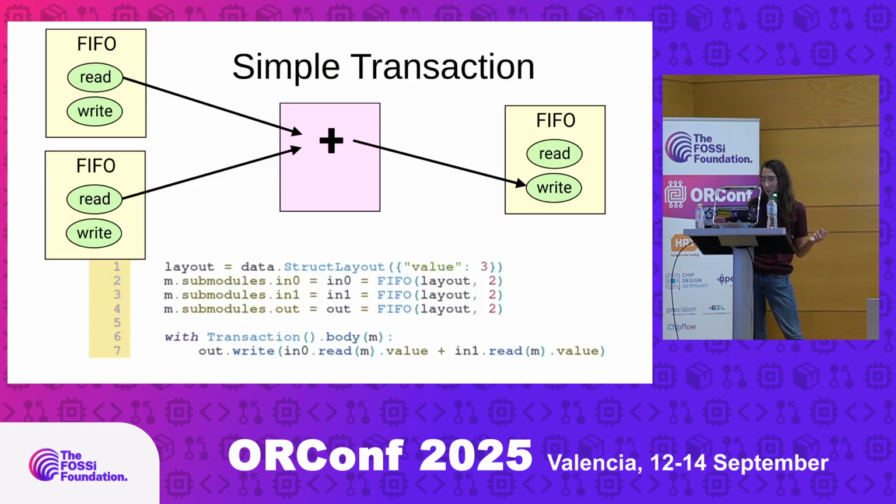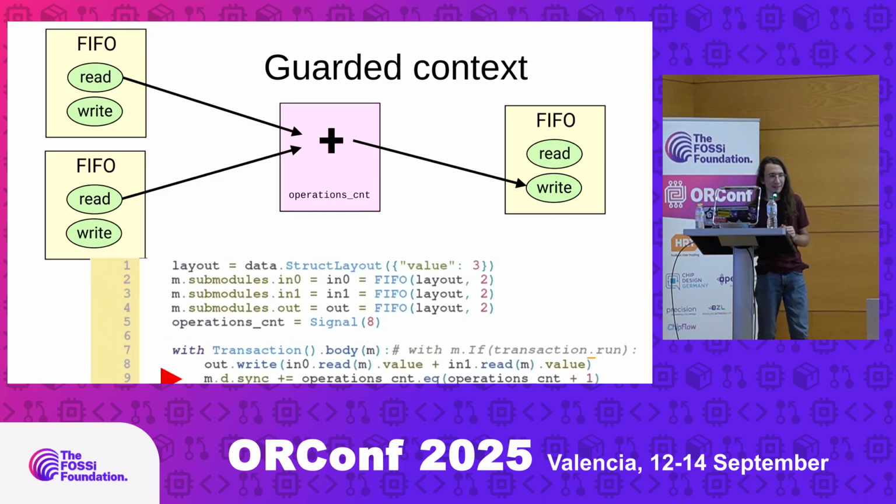And so let's imagine you would like to add a counter of executed operations to the transaction. As I said, it's based on context managers, and it's like guarded transactions, so it's very easy. You just add a synchronous assignment in there, and it will only execute if the transaction runs. So if both of the input FIFOs are ready and the output one has space in it.